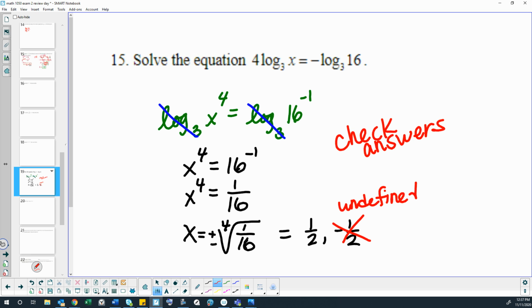So you have to look back at the original problem and make sure it'll work. If it doesn't, don't count it as an answer. It's not one. So the only answer for this is 1/2.